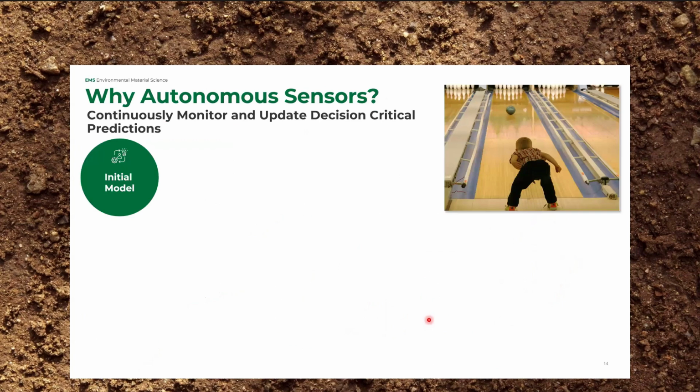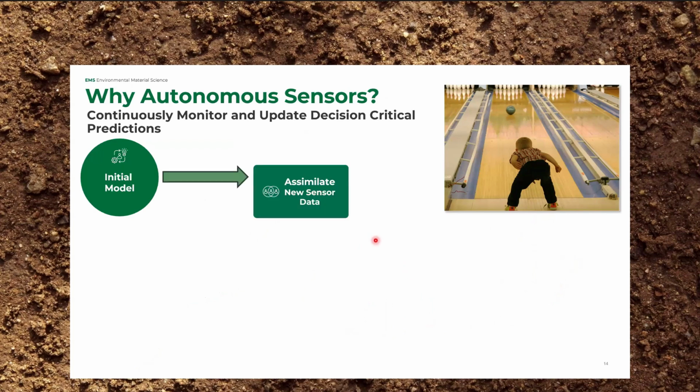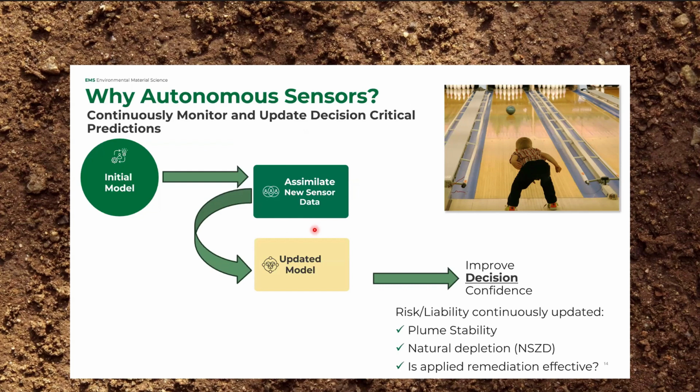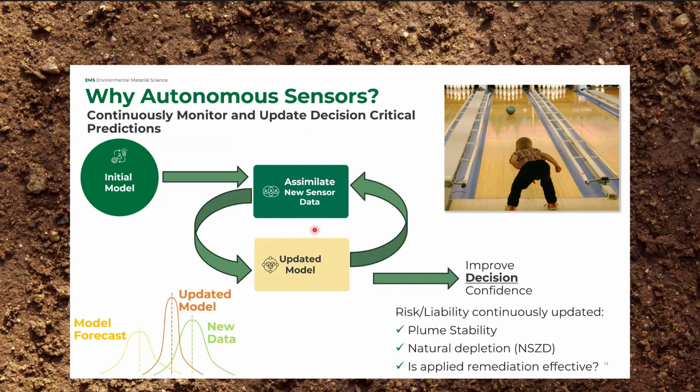And because I'm a little simpler, I like analogies. So this is a more general explanation of the process. You have your initial model, you simulate new sensor data, then you get an updated model that hopefully gives you more confidence because you've got reduced uncertainty. And when we talk about groundwater, this could be plume stability, but if natural depletion is the question, or is a remediation treatment effective, that's how we can gear the model outputs. And this is iterative, so it keeps getting updated. Hopefully you're getting this reduced uncertainty.